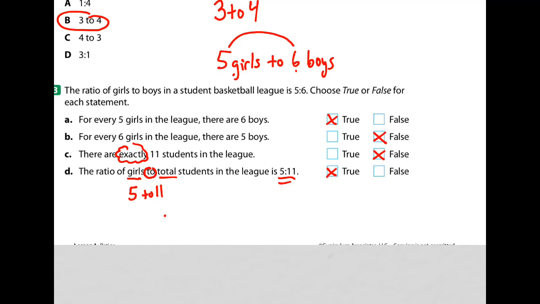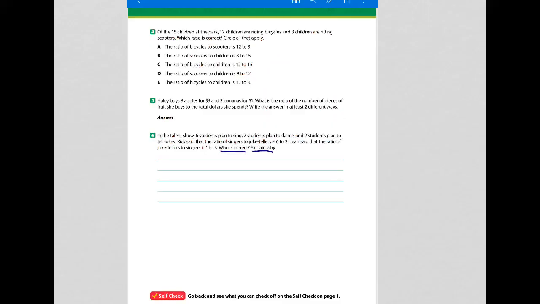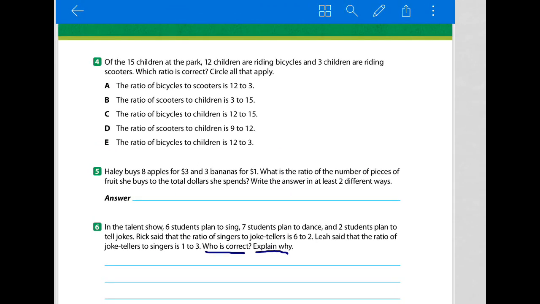So did you have true, false, false, true? If you did, you made it through a pretty tricky question. All right, so let's go on to the next page. In 4, of the 15 children at the park, 12 children are riding bicycles and 3 are riding scooters. Which ratio is correct? Circle all that apply. Ooh, did you see that? There can be more than one answer here.